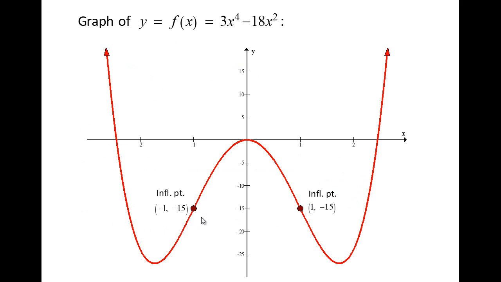And here is the graph of this function. Recall that up to negative 1, the function is concave up. Between negative 1 and 1, the function is concave down. And from 1 to infinity, it is concave up again. And these two are the inflection points.